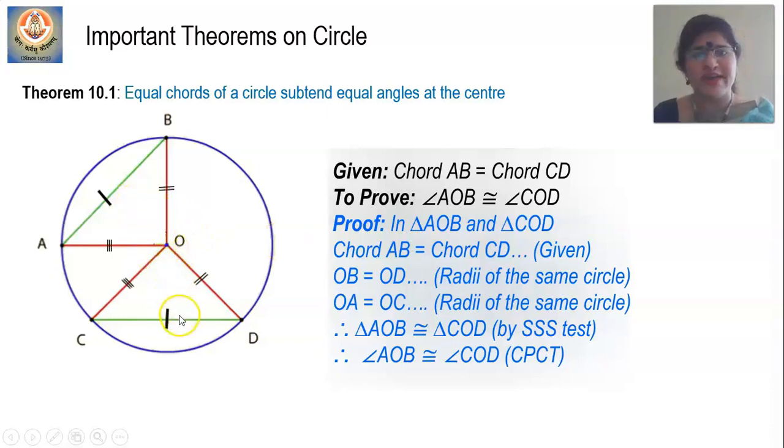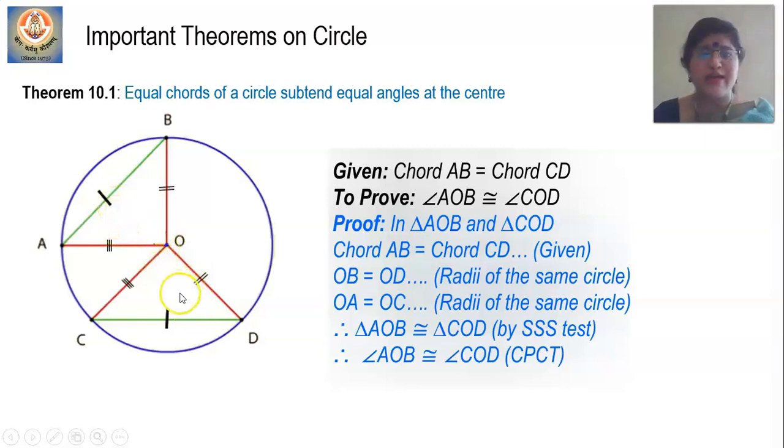Now look at these two triangles. Let us prove these two triangles congruent by the test of congruency that you have learnt in lower class. Chord AB is congruent to chord CD because it is already given. Then OB and OD are equal to each other because they are the radii of the same circle, and OA is congruent to OC because these two segments are also radii of the same circle. So you get three sides of one triangle congruent to the corresponding three sides of the other triangle.